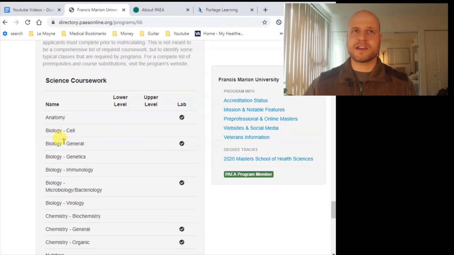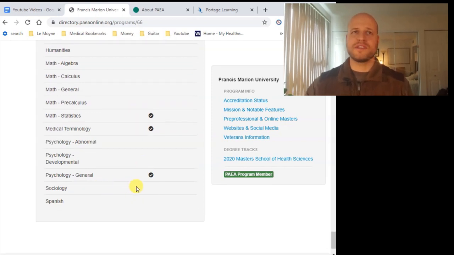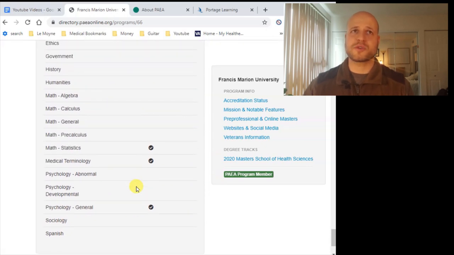Either way, you would have to get that covered with an A&P, anatomy and physiology, or just a dedicated physiology class. So a few more prerequisites for this particular school: statistics, medical terminology, general psychology. So as long as you have all those classes that have a little check mark here, you're good. You have the requirements to apply, at least as far as prereqs go.